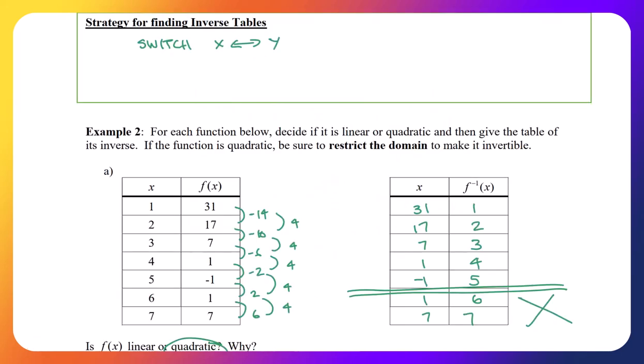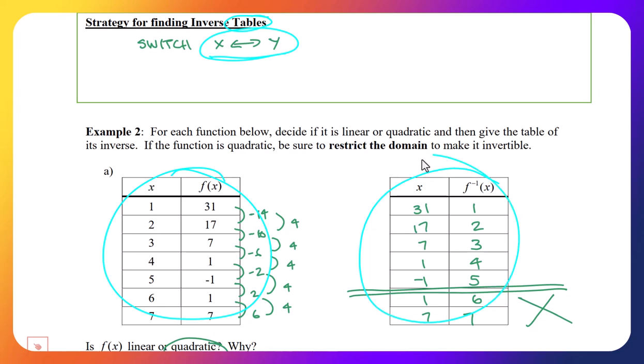The easiest questions we have in this section, or probably in the whole book, is taking a table and finding the inverse. And all we have to do is switch the x and y's. So here's the original table. If we switch the x and y's, we get this table. But do you see here that this y value of 1 came from two different x values? Therefore, it's not 1 to 1.